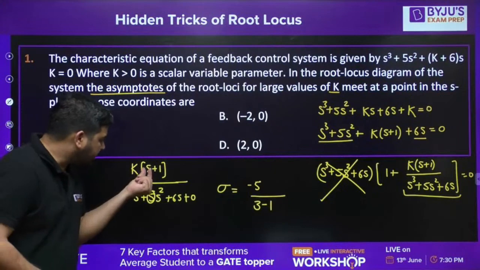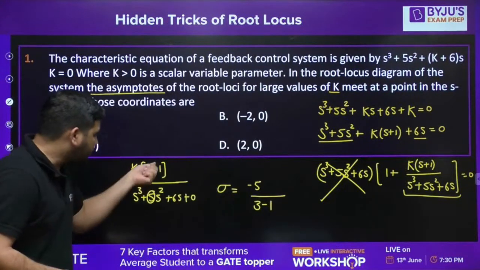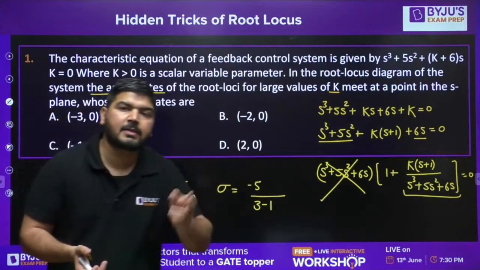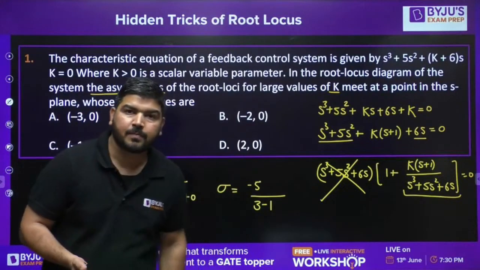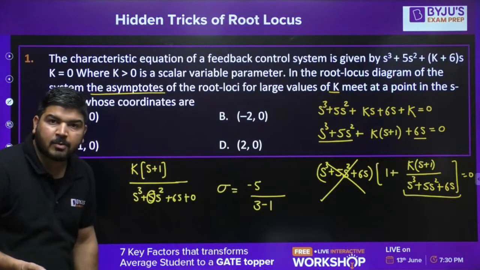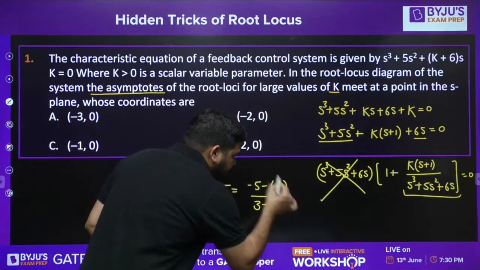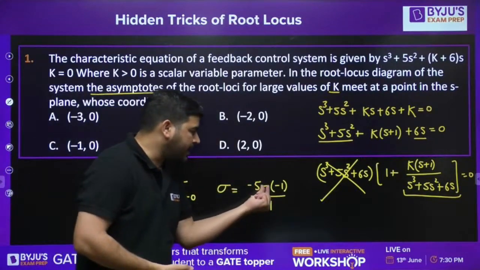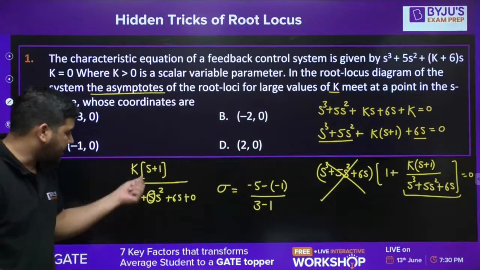For the sum of zeros, you can see that the highest power in the numerator is 1, so the next highest is 0. S to the power 1 is the highest power, and the next highest is s to the power 0. So the coefficient of s to the power 0 gives the sum of zeros. So 1 is there, but you have to take the negative, okay? So minus 1 is the sum of zeros. So sum of the poles minus sum of zeros, where the sum of zeros is minus 1, okay? I hope it is clear.